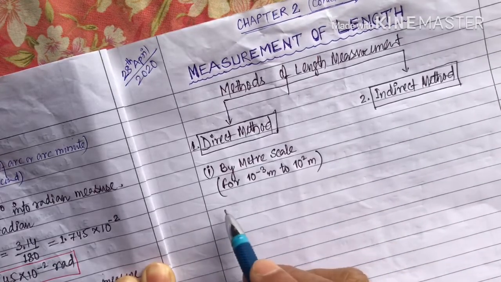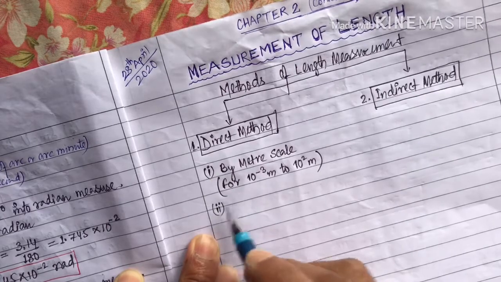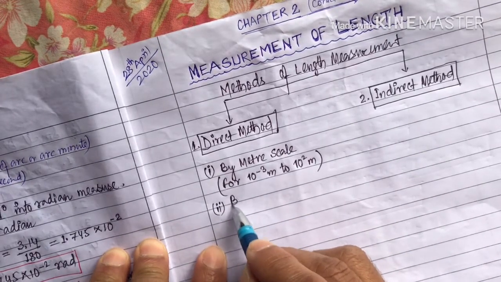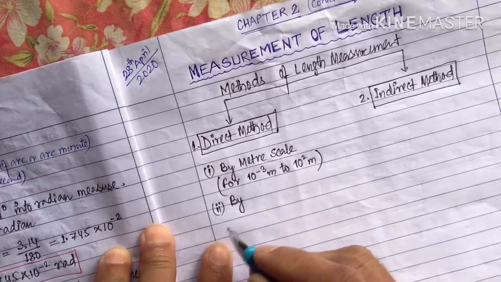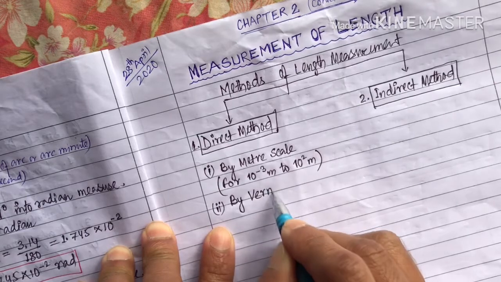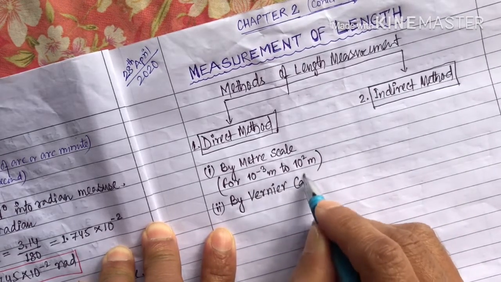Okay, then if we talk about something a little smaller than this, then we use one very sophisticated device called the vernier caliper.